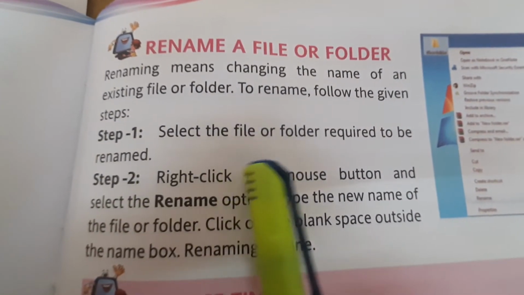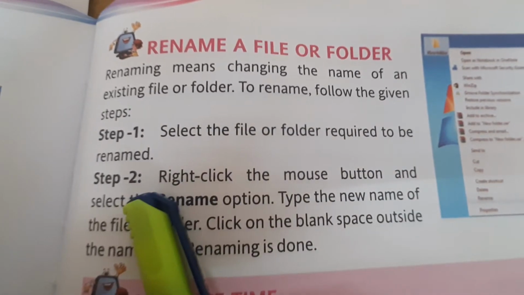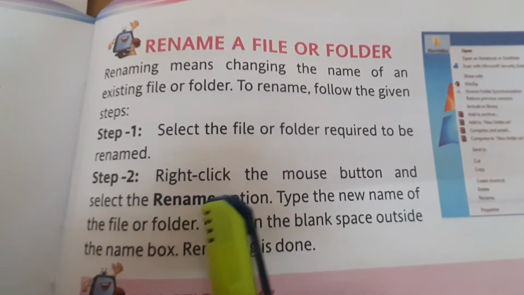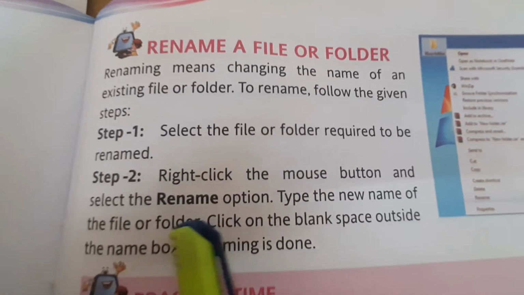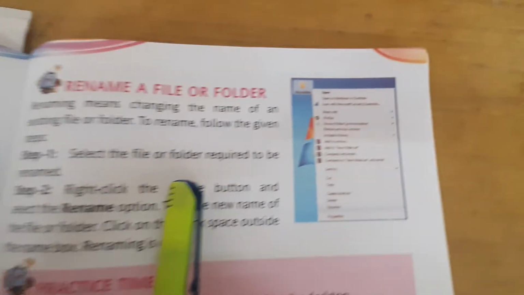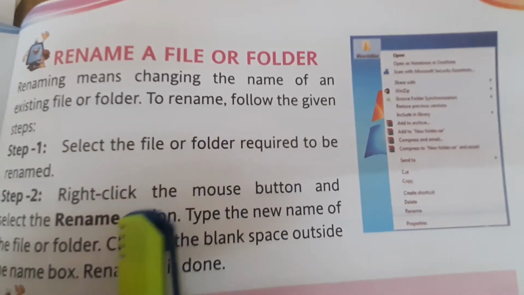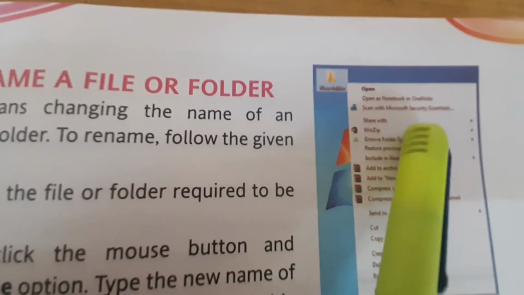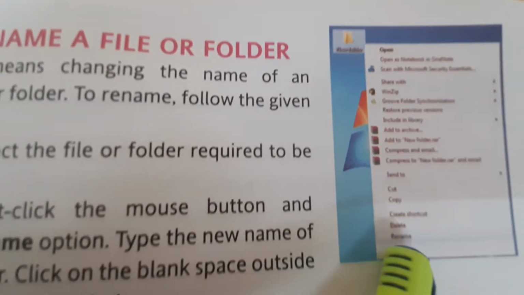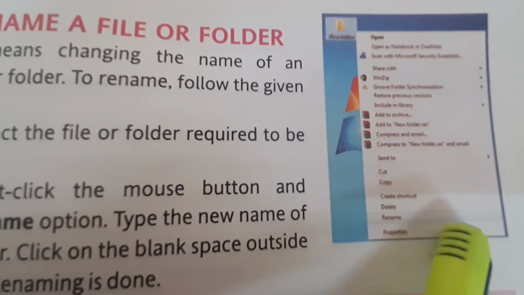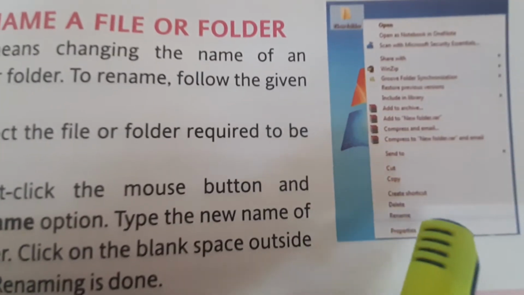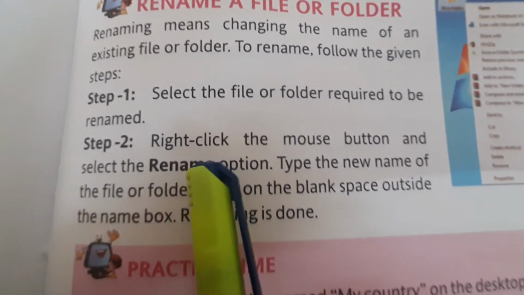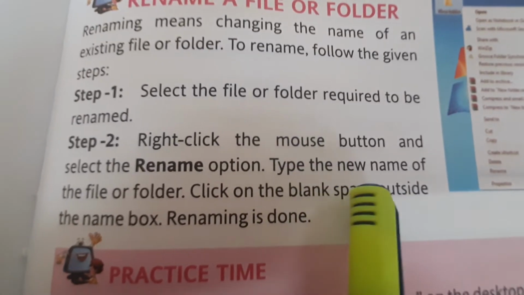Step 1, select the file or folder required to be renamed, and step 2, right click the mouse button and select the Rename option. When you select the file or the folder and right click on it, you will find this menu there, and here at the bottom, second last, is Rename. So when you click on it, you can give the new name there.